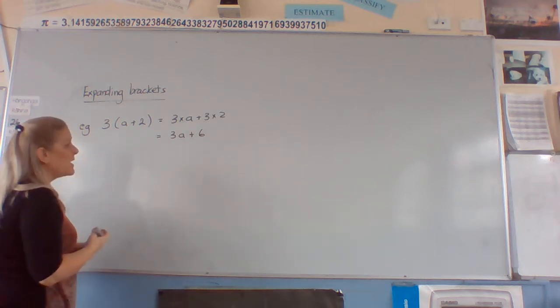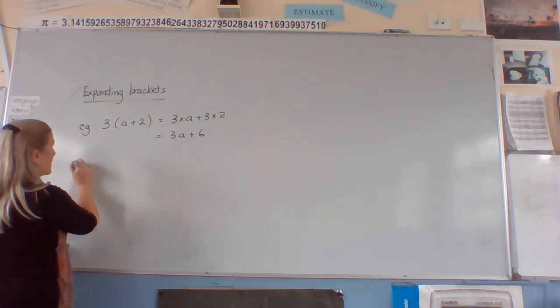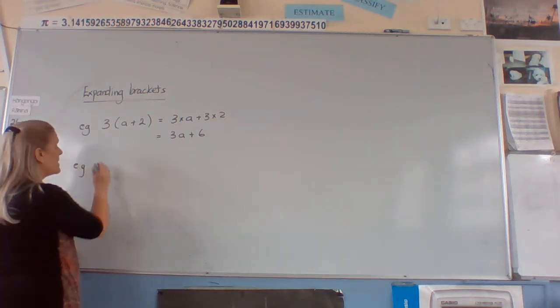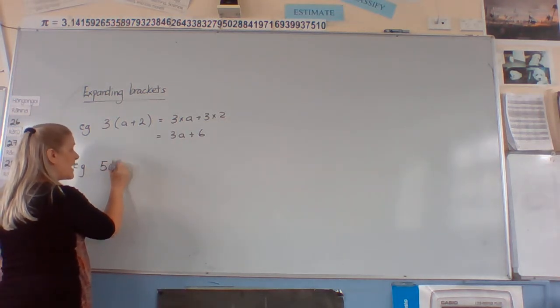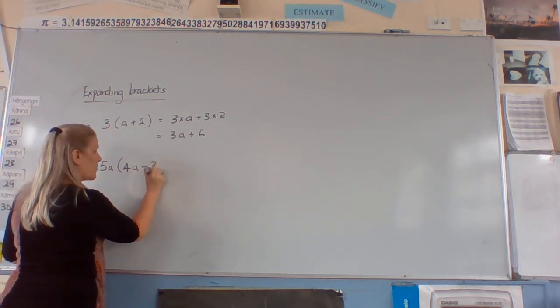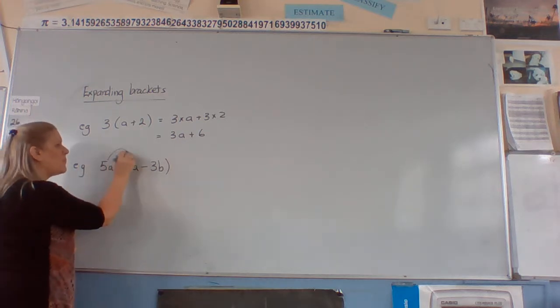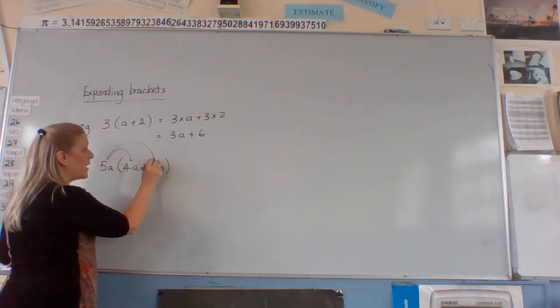You've been doing these for a while, and you probably can do it without that line of working. But sometimes they will, at level 1, try to increase the difficulty. So you might have something like this, 5A times (4A minus 3B). Right, so you've got to remember to multiply. You're multiplying this and you're multiplying that.